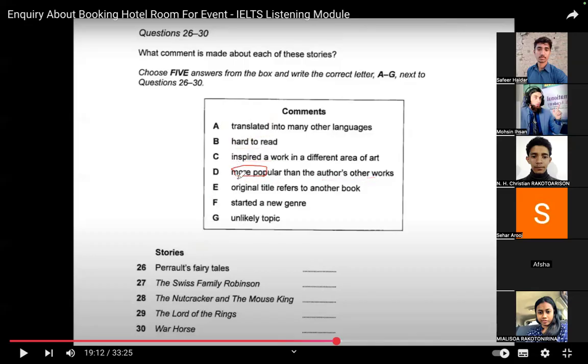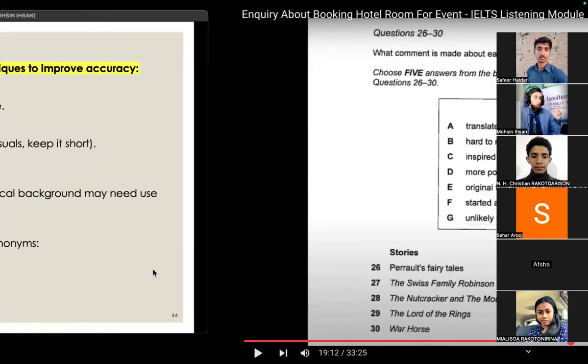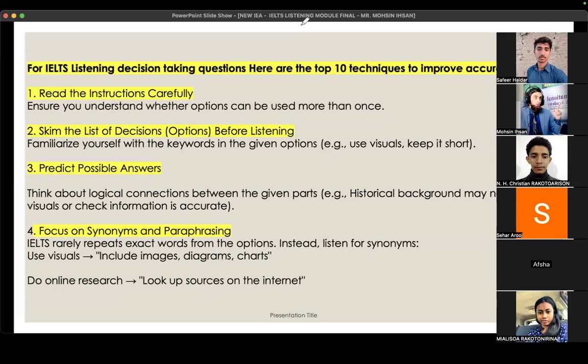It is very popular. Translation difficulty, inspiration are very popularity, right? Our original title refers to another book, or the title is from other book, there is copy paste system, right? Are started a new genre, or it is something new, are unlikely topic. Yeah, like this is not liked. Now we see first few of the points to make our mind clear.